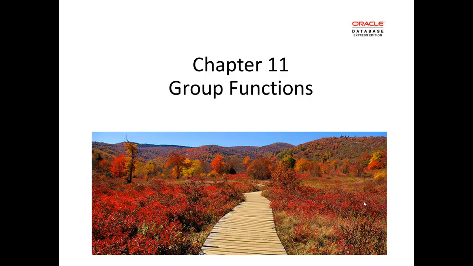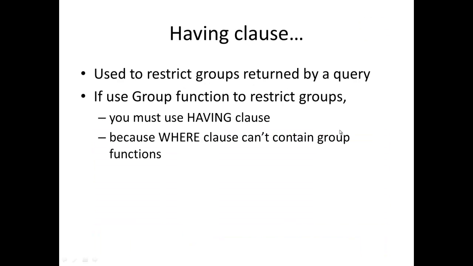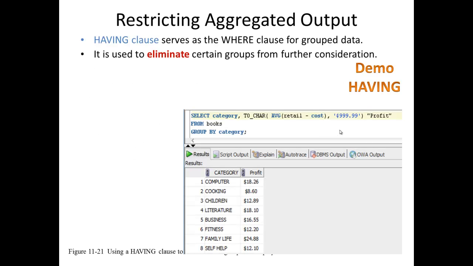We're going to start with the having clause and restricting aggregated output. The having clause is used to restrict groups returned by a query. If you use a group function to restrict groups, you must use the having clause, because the where clause can't restrict group functions. Example, restricting aggregate output. This is on pages 398 and 399. The having clause serves as the where clause for group data, and is used to eliminate certain groups from further consideration.